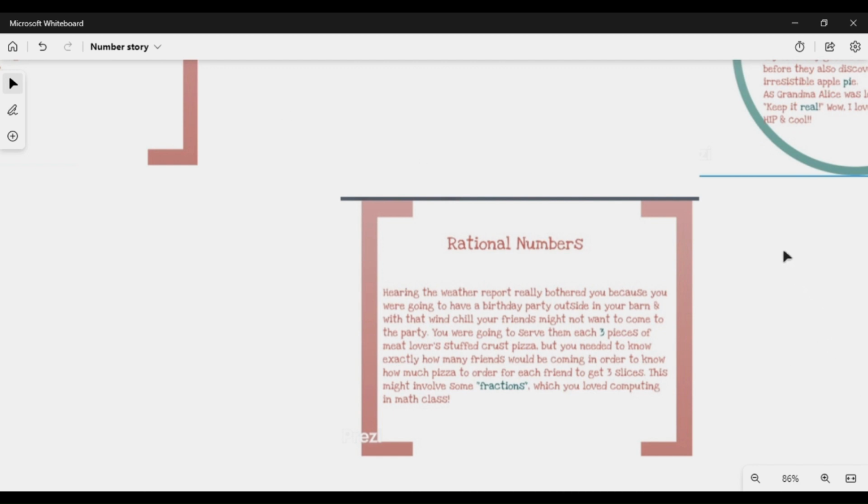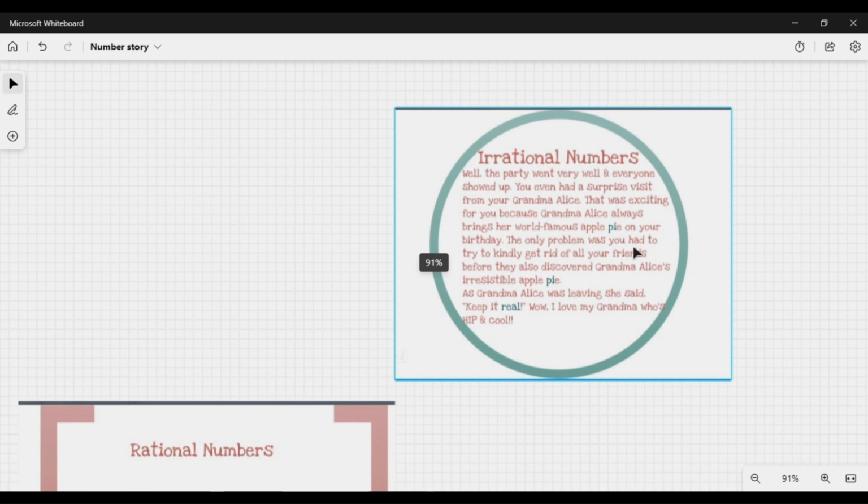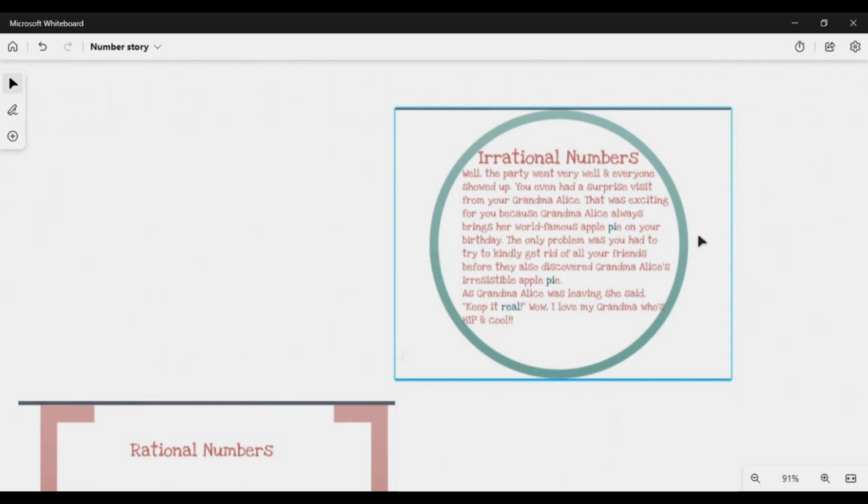Next, let us see if anything is left in case of numbers. Yes, there is one more type of number, that is irrational number, that we have already studied in class 9. Well, the party went very well and everyone showed up. You even had a surprise visit from your grandma Alice. That was exciting for you because Grandma Alice always brings her world famous apple pie on your birthday. The only problem was you had to try to kindly get rid of all your friends before they also discovered Grandma Alice's irresistible apple pie. As Grandma Alice was leaving, she said, "Keep it real. Wow, I love my grandma who's hip and cool."